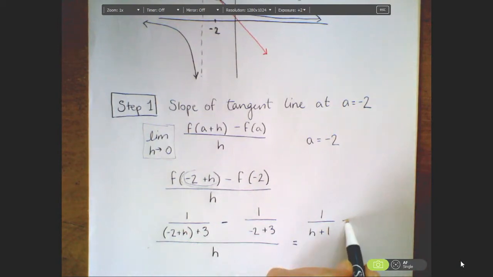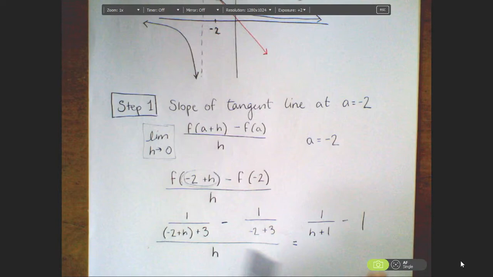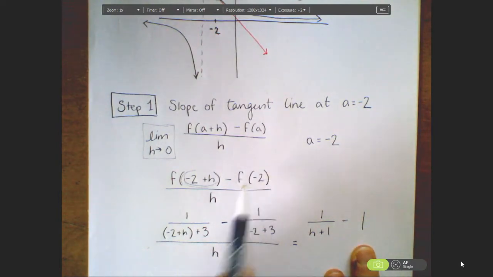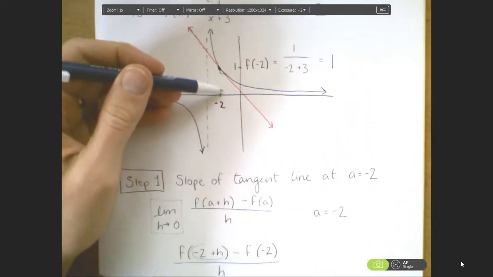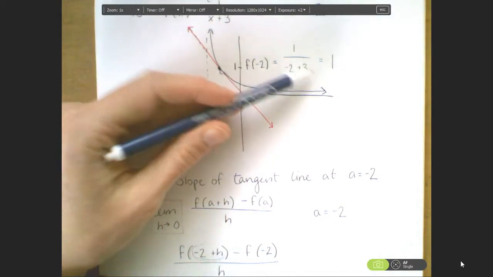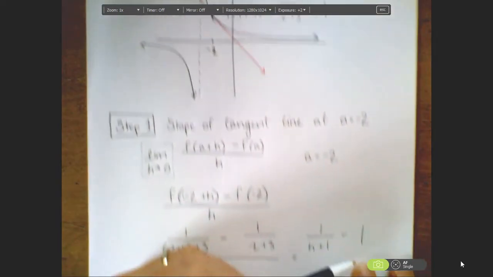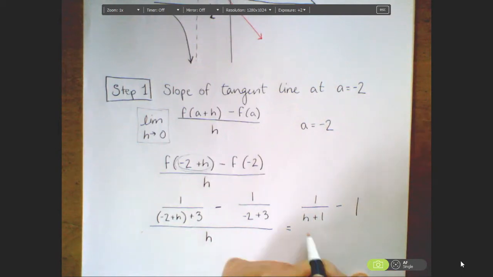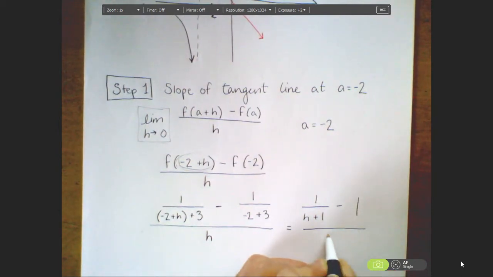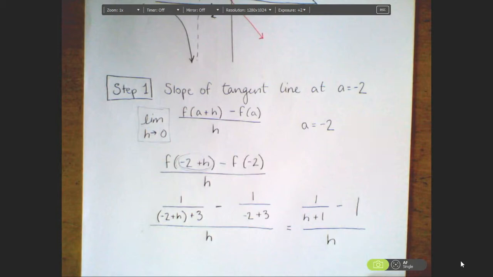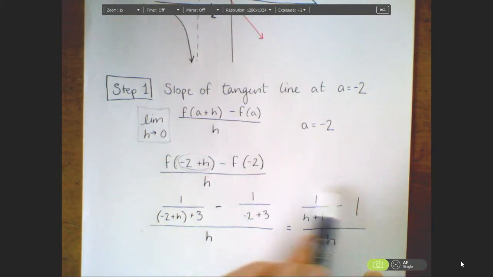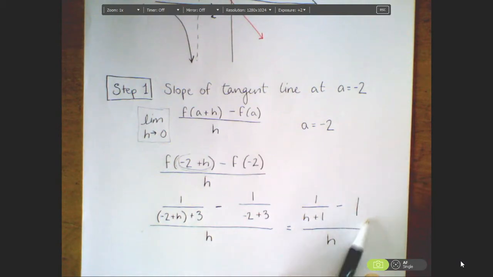And then this simplifies nicely. 1 divided by 3 minus 2 becomes 1 over 1, which is 1. Where did this 1 come in? Notice this is just f of negative 2. We already found what f of negative 2 was when we were analyzing our graph. F of negative 2 is 1, which matches what we're doing down here. Okay, all divided by h. This is looking a little nicer, but it's still not great. I have this fraction in the numerator, and I might want to simplify this numerator.